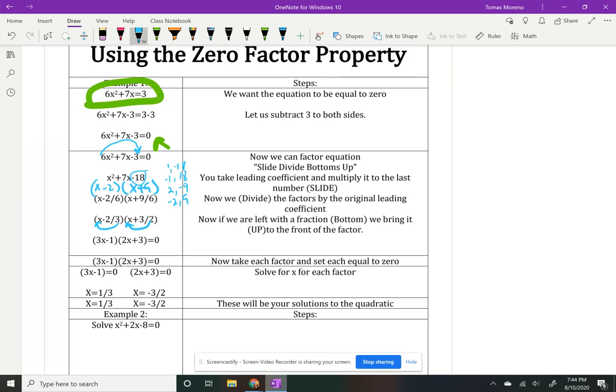So now what we do is we take our factors, set them equal to 0, and solve for x, okay? So in this case, we move the 1 over and then divide by 3. So 1 over 3. We move the 3 over, -3, then divide by 2, so -3 over 2. So these are our two solutions.